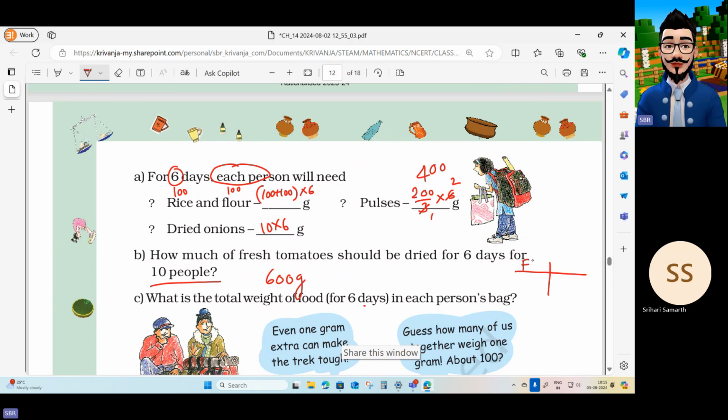Fresh tomatoes, dried tomatoes. Remember? Okay. If I dry 600,000 grams of fresh tomatoes, it becomes how much? Dry tomatoes is how much? 100. So now I have 600 grams of dried tomatoes.